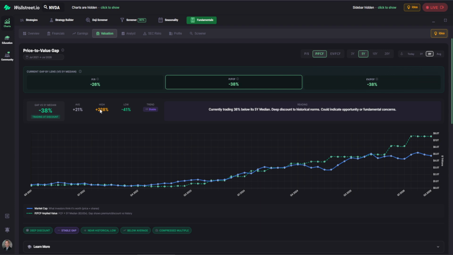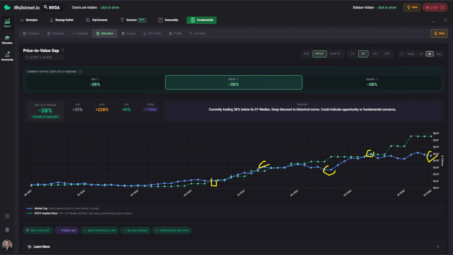Price over free cash flow. Is the green line going up? Check. Is the stock price undervalued? Yes, it is. You see, if you would have bought every time it's below the green, that's where it's at value. When it's above the green, that's where it's overvalued.